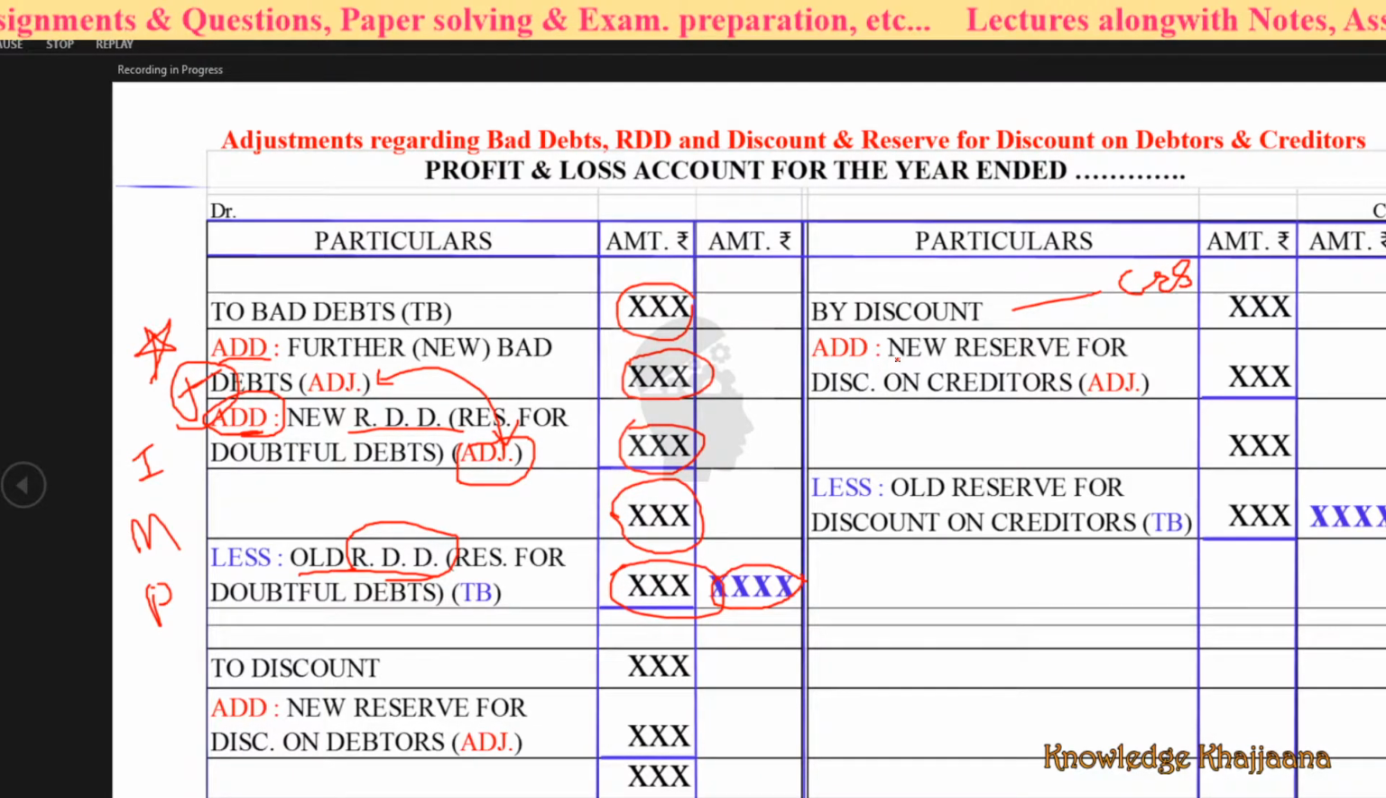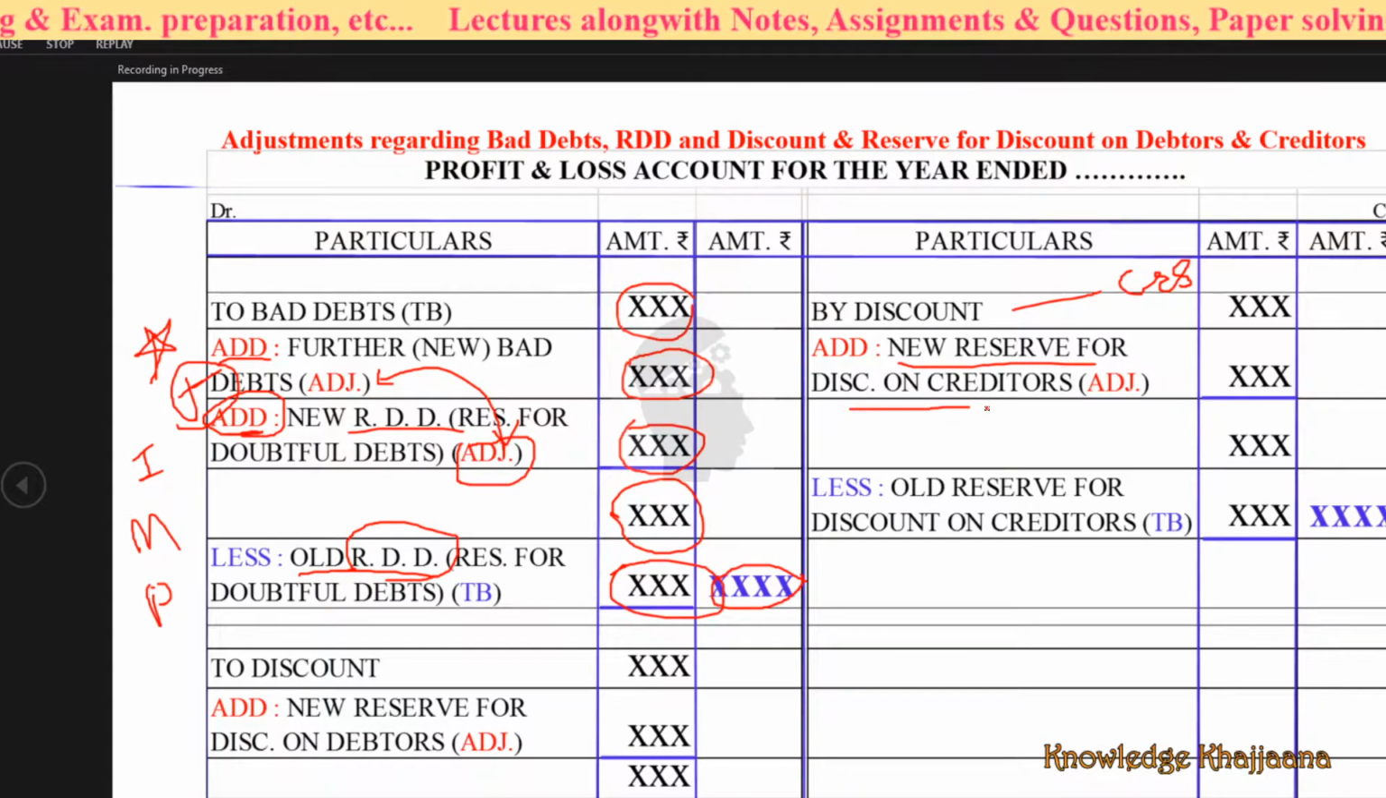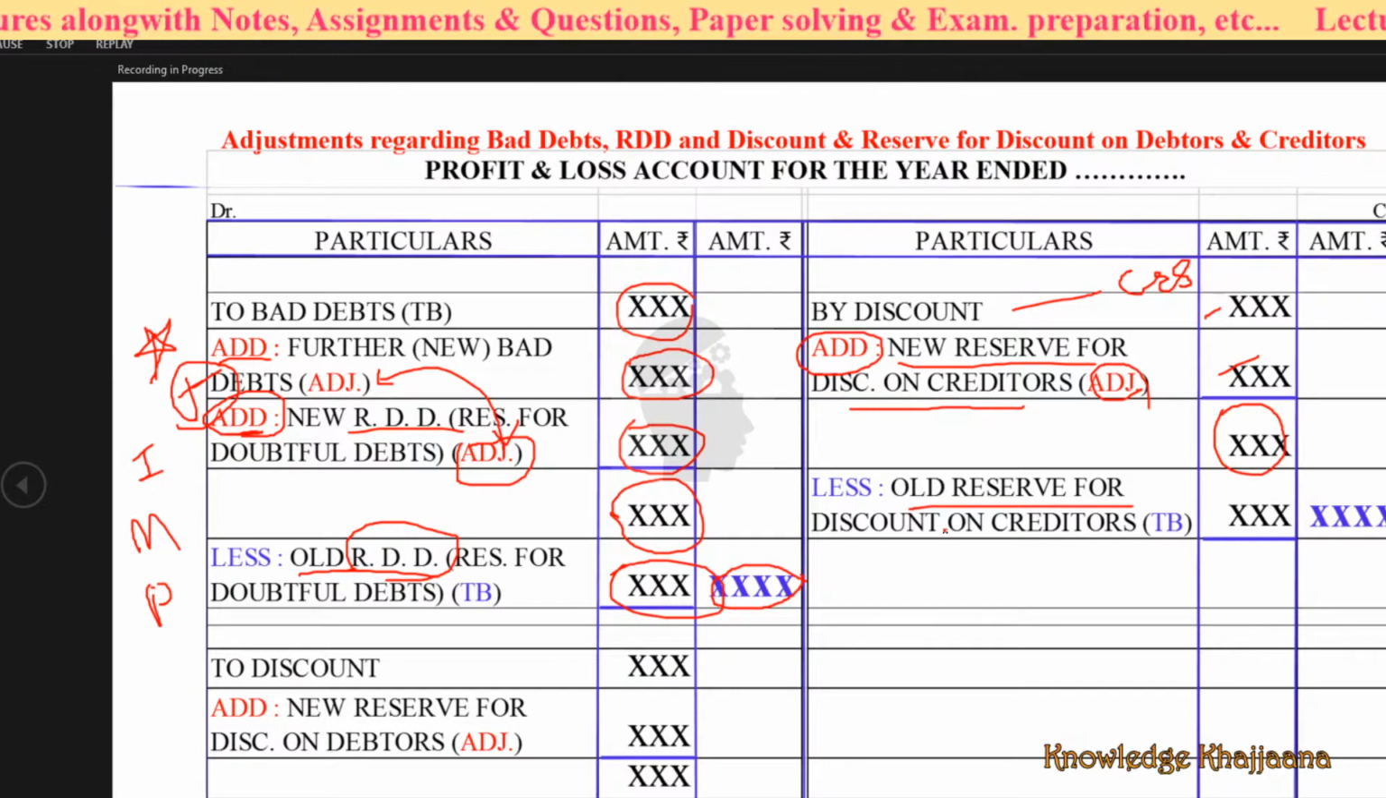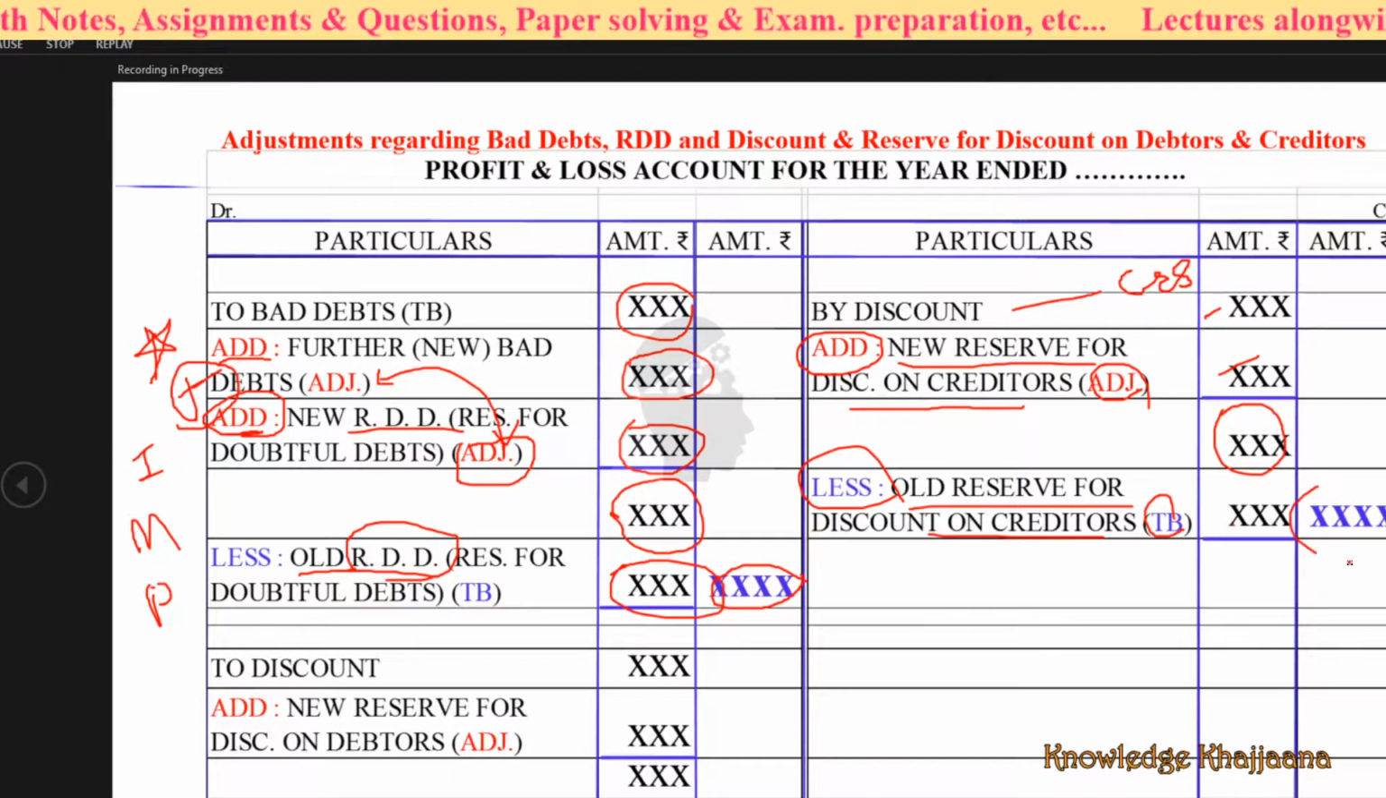Then the new reserve for discount on creditors, if any. If we assume that we may not give this much amount, or we may get another discount on creditors, that is the new value, and it is added. Whatever is in the adjustment is added to the discount, and this final figure will come. You have to deduct the old reserve for discount on creditors if given. The old is given in the trial balance, so you have to deduct it. This is your final amount of discount.